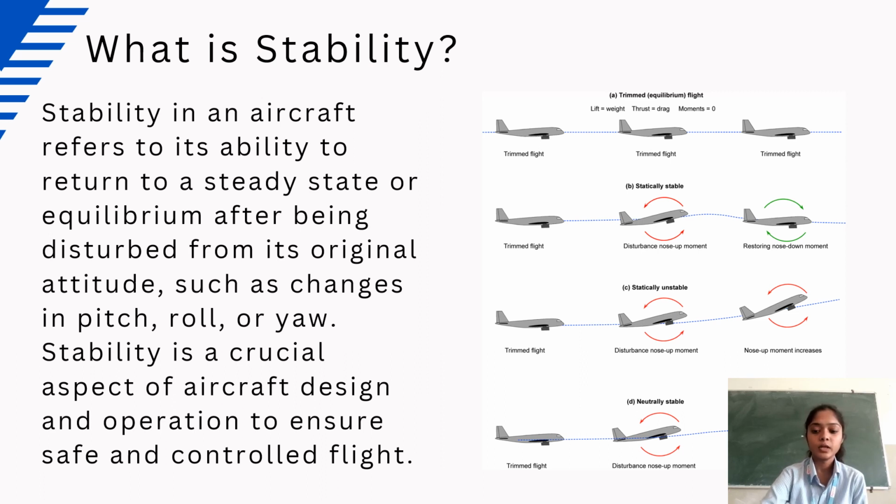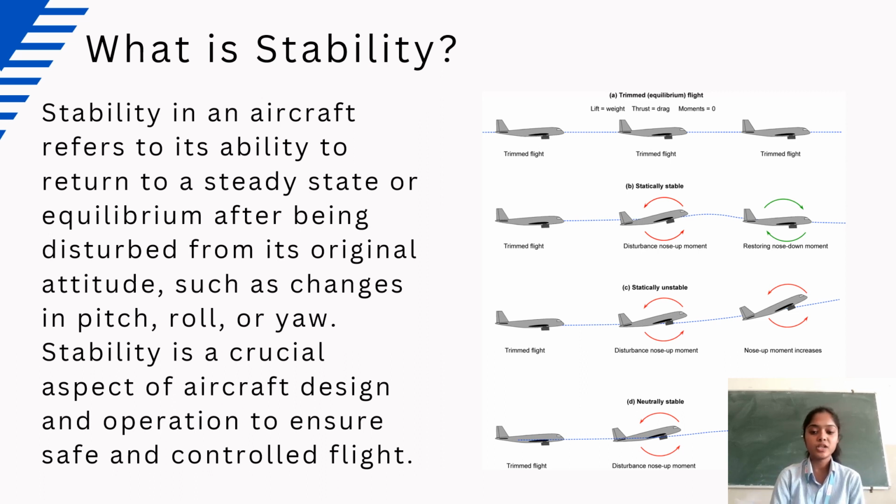However, the plane is statically stable, so it automatically generates a restoring nose-down movement to bring the plane back to the trimmed flight. The bottom left image shows a statically unstable airplane. When the plane is disturbed by a nose-up movement, it doesn't generate a restoring movement. Instead, the nose-up movement makes the plane pitch up even more. This can be dangerous because it can lead to a loss of control.